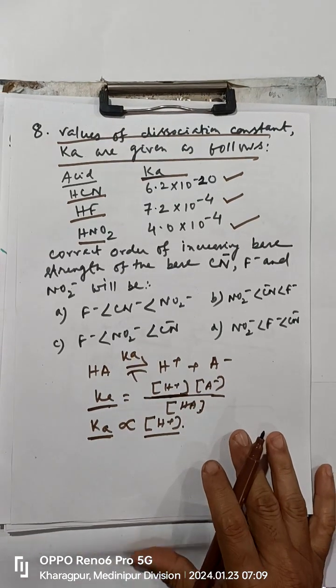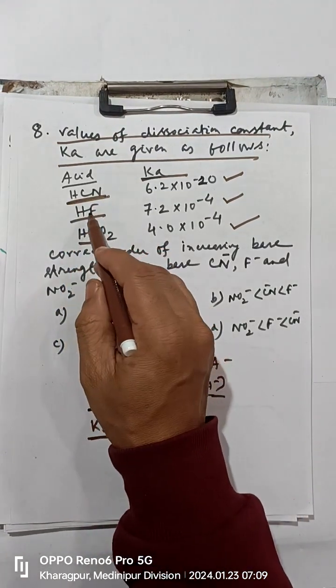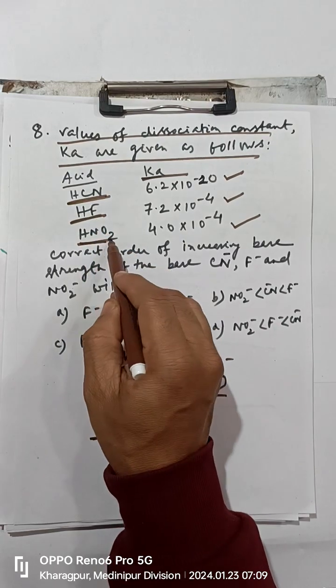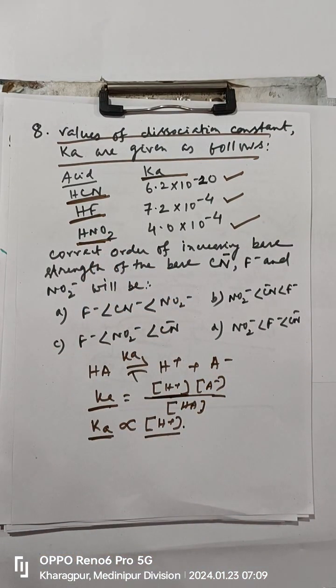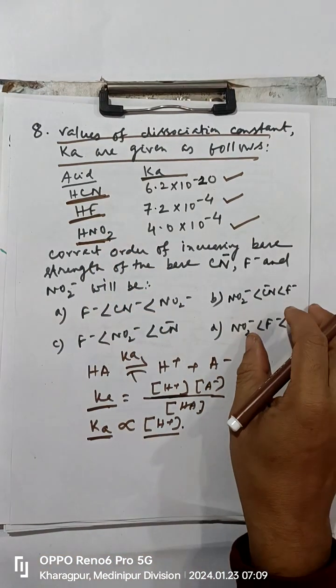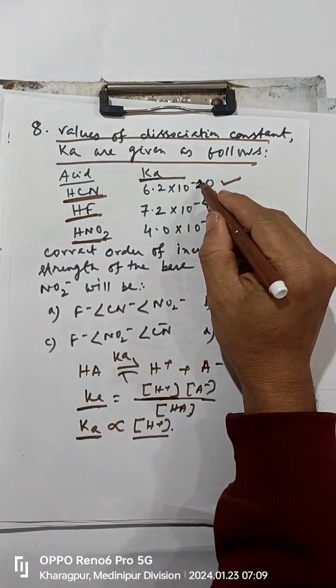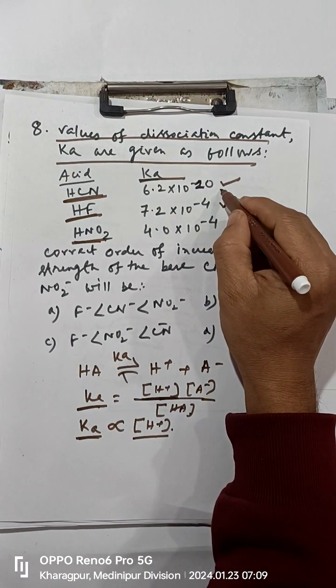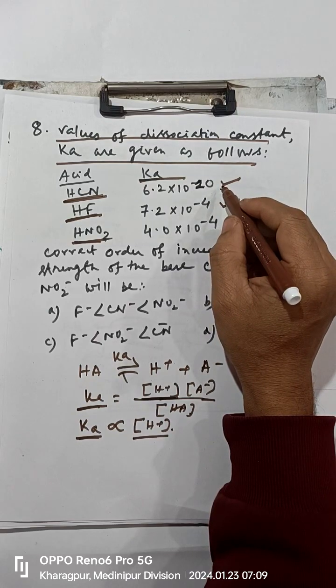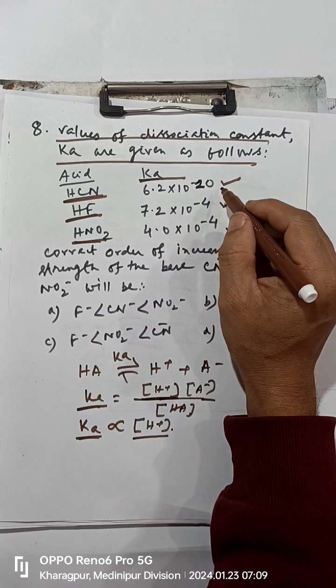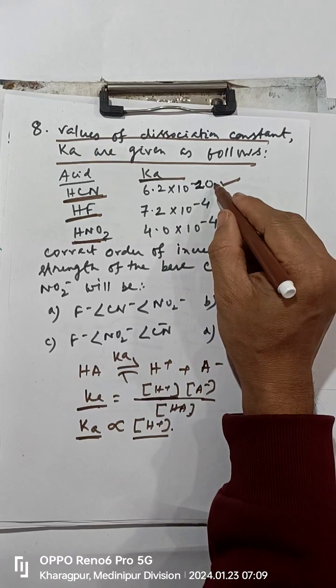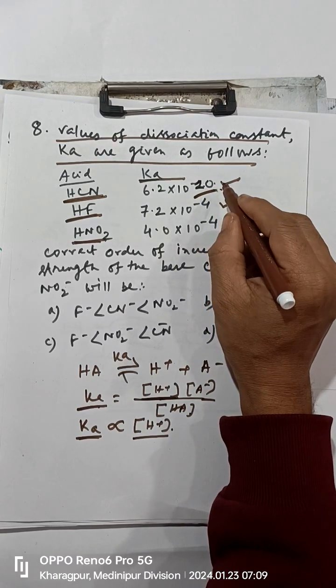So what is the question here? If you see HCN, HF and HNO2, all three have Ka values. In the first one, the power is 10 to the minus 10, this is a very low K value. That means HCN will not dissociate easily, 10 to the minus 10. This is a very low value.